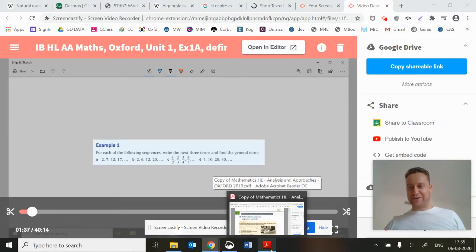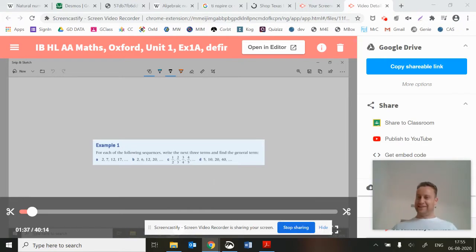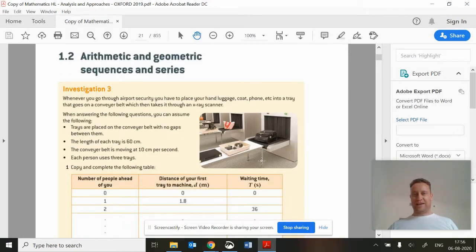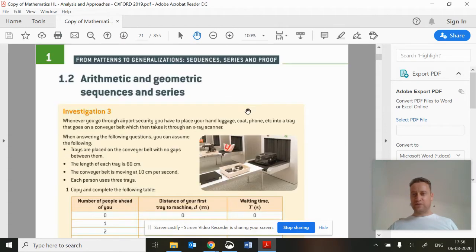If you got through the first 40 minutes of the first exercise, then well done. And obviously, you've got the practice as well. We're about to do the second exercise from the book. So this is Unit 1, about sequences and series at the moment.